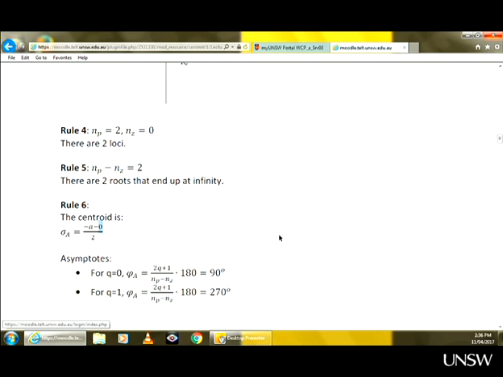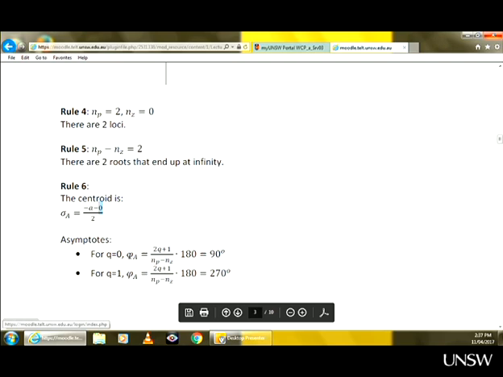But what are the angles? Is it 0? Is it 90? Is it anything in between, or even beyond? Well, let's apply this equation. When q equals 0, you have 1 over np minus nz, which is 2. So actually we have 1 over 2 times 180, which is 90 degrees. So one asymptote is perpendicular to the real axis.